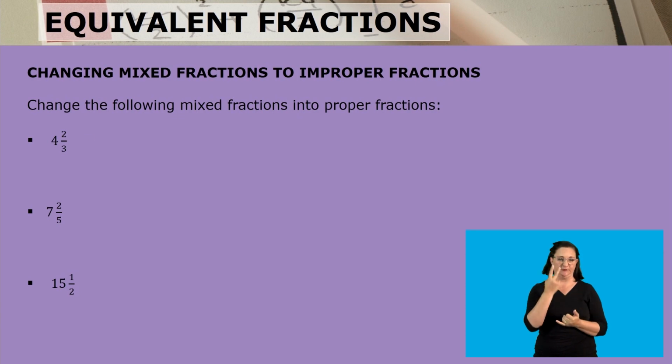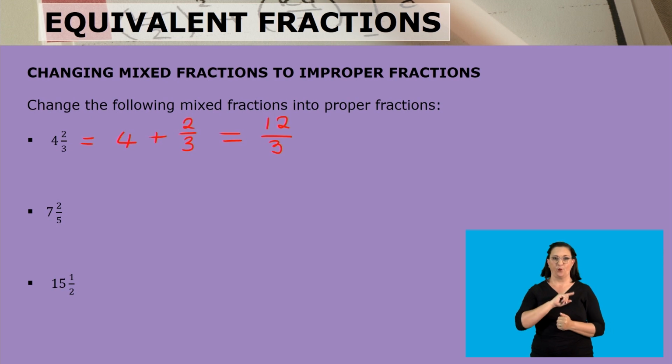The first thing that we're going to do is to separate the whole number from the common fraction. Then we need to get them to the same denominator. So 4 as a whole number is actually the same as 12 thirds, because 12 divided by 3 gives us 4 as a whole number. We're still adding the 2 thirds.